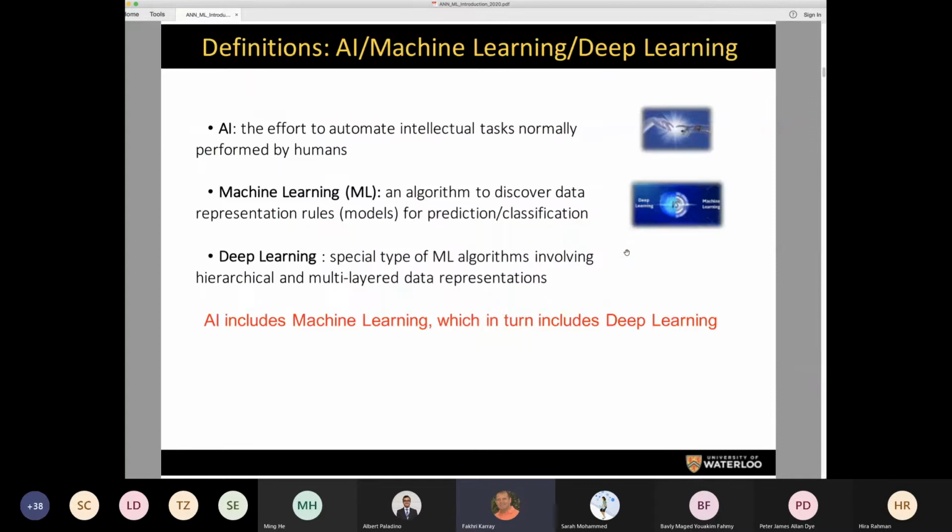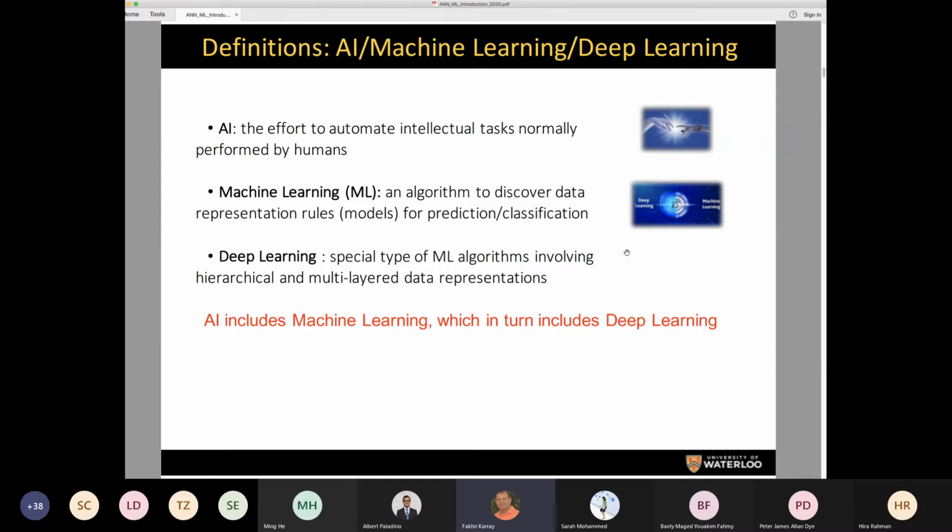So let me provide a very brief definition of what we mean by AI, machine learning, and deep learning, in order for us to stay within the context of these definitions throughout this course. A lot of textbooks and websites provide similar definitions, or slightly different definitions depending on the context of what is being discussed in that particular theme.